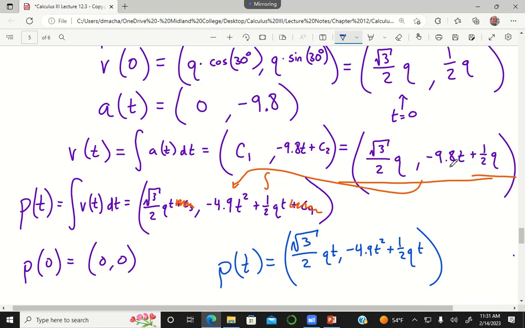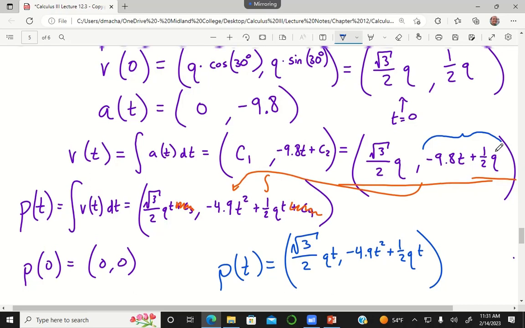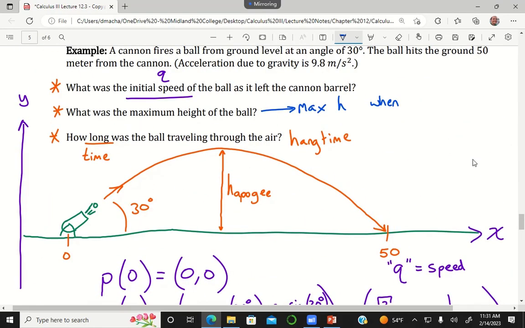The y component of my velocity is negative 9.8t plus 1/2 q. So negative 9.8t plus 1/2 q equals 0. I'm going to call this particular time value t with a little subscript a, the time at my apogee, the time when I reach my highest point.